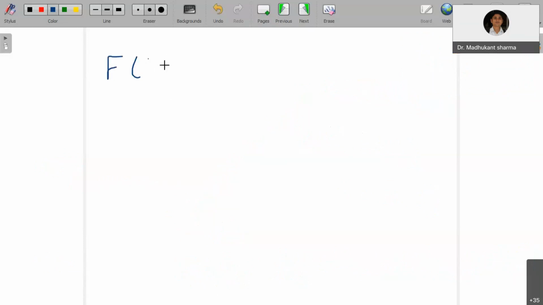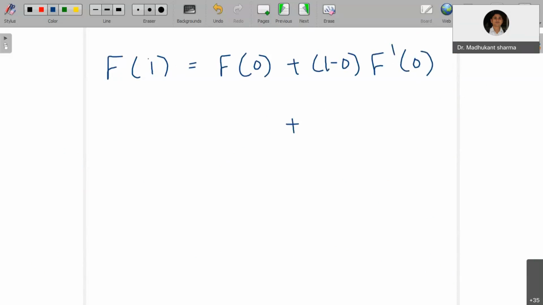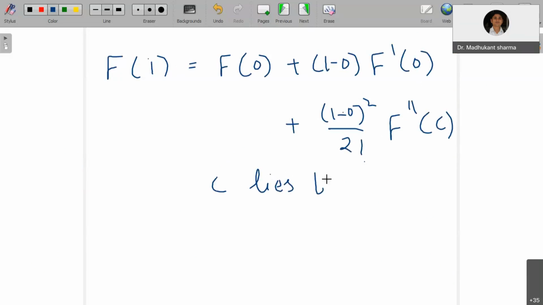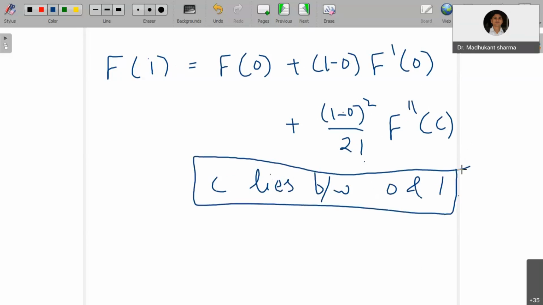Taylor's theorem tells you that, because you are interested in f of 1, I can write f of 1 equals f of 0 plus (1 minus 0) times f dash at 0 plus (1 minus 0) whole square by 2 factorial times f second derivative at some c, where c lies between 0 and 1. Right? So this is Taylor's theorem.